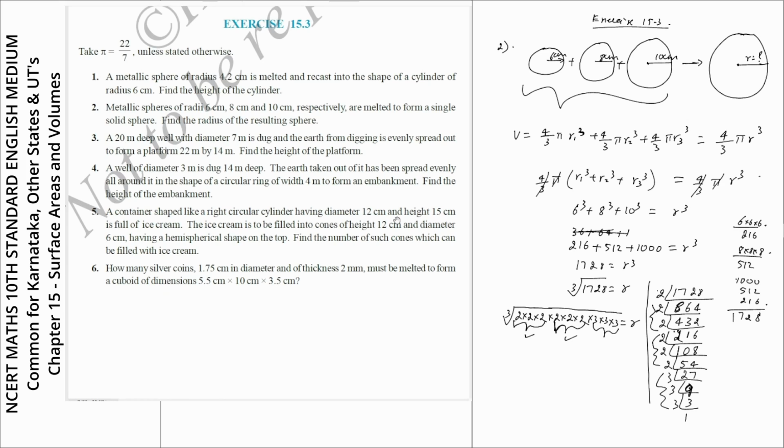This is one group, this is one group, this is one group. From the first group I'll take 2 outside, from the second also 2, and from the third I'll take 3. So I'll be left with 2 into 2 into 3 into the cube root of 1 is equal to r. When I take it like this, 1 will be left under the root sign. So this is 4 times 3, which is 12, into the cube root of 1, which is 1 only. So 12 into 1 is 12, and r is equal to 12 centimeters. That is the answer.